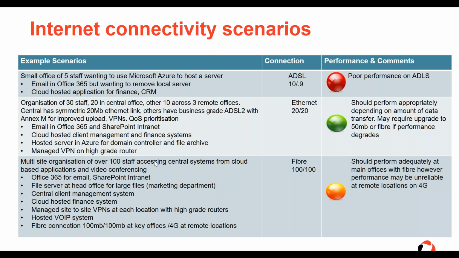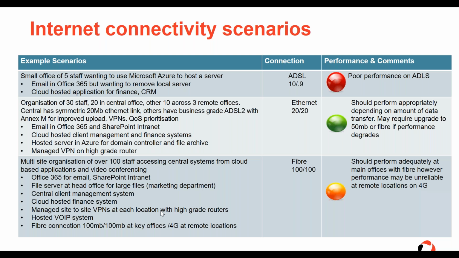So it might be that you still use email in Office 365 and maybe an intranet and SharePoint, but you have a centrally hosted client management system, or a central VoIP system, and connections through with a central domain controller. And obviously you would need site-to-site VPNs at each one and good routers. So often these organizations do need to upgrade their routers.